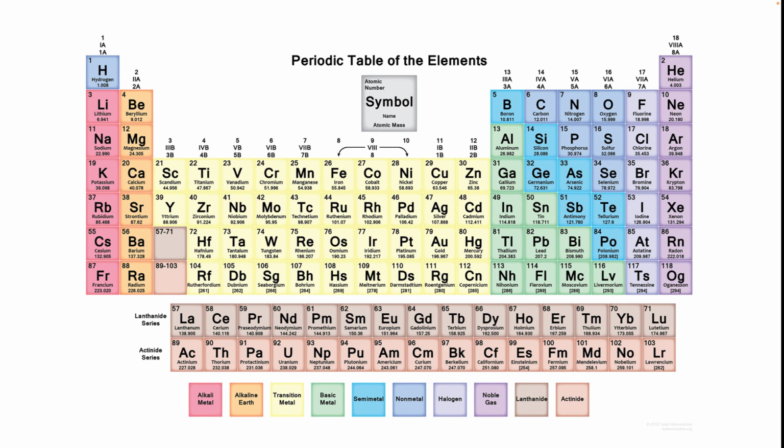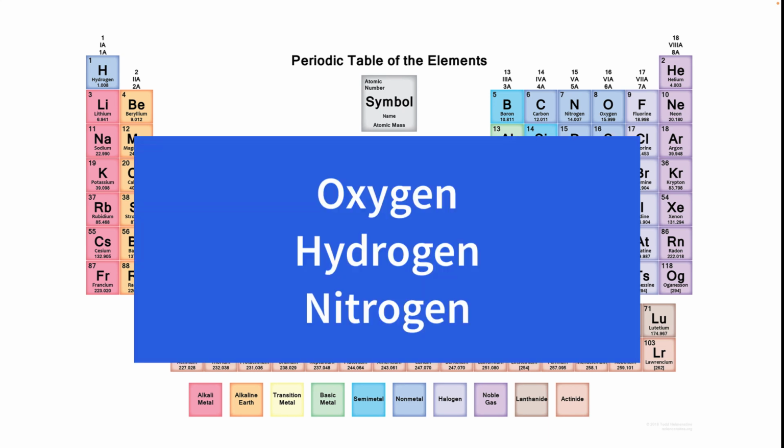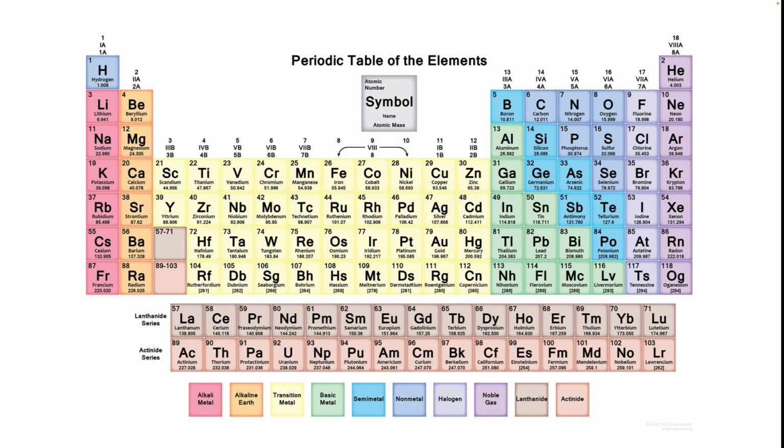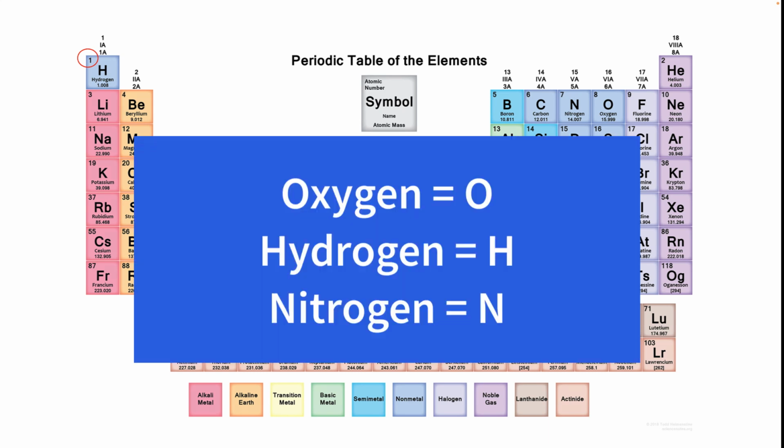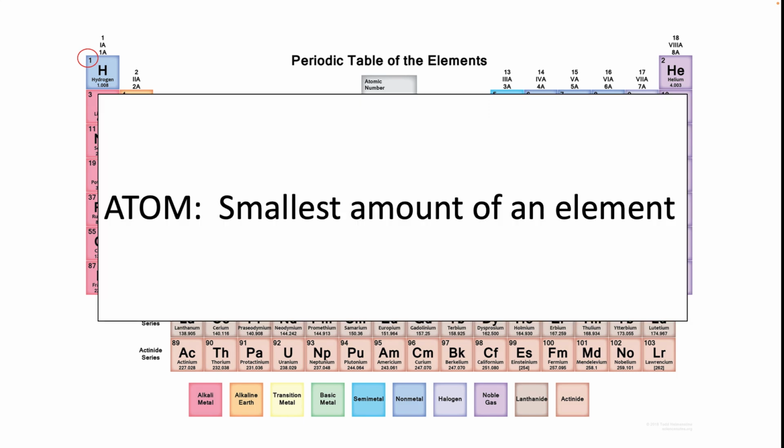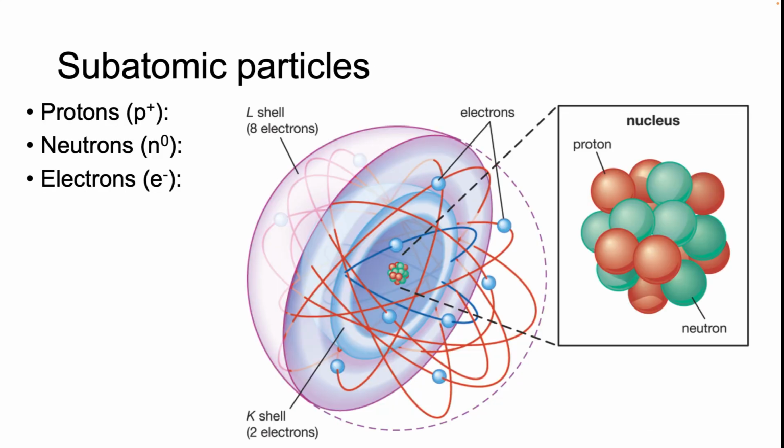Other examples of elements that we're going to be talking about in this class are oxygen, hydrogen, nitrogen. All of the elements are arranged by atomic number, which you can see here in the top left corner. Each element has its own symbol. An atom is the smallest amount of an element which cannot be subdivided, at least in this class.